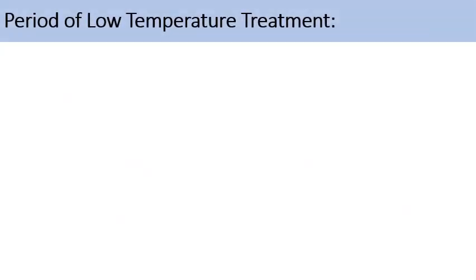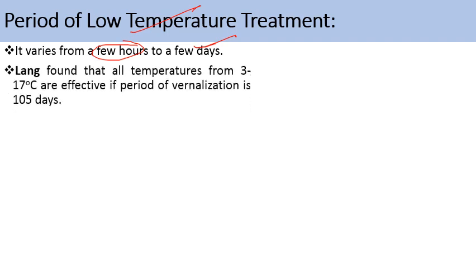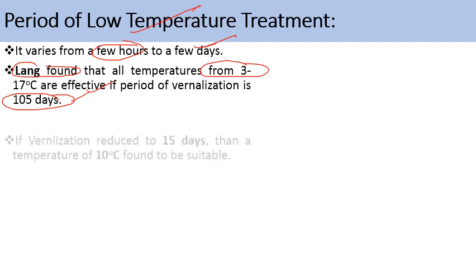Next factor that is required for vernalization is period of low temperature treatment, that is duration of low temperature. It varies from a few hours to a few days, and it varies from plant species to species. Lang, a scientist, found that all temperatures from 3 degree to 17 degree are effective if the period of vernalization is 105 days. He worked on this long day plant henbane.